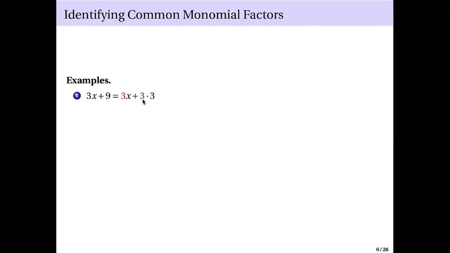So you have 3x plus 3 times 3. 3 times 3, it's 9. And 3 is a common factor. So you can factor that out. So if you factor that 3 out, you will rewrite this 3x plus 9 as 3 times x plus 3. And this here now is factored completely. Okay?